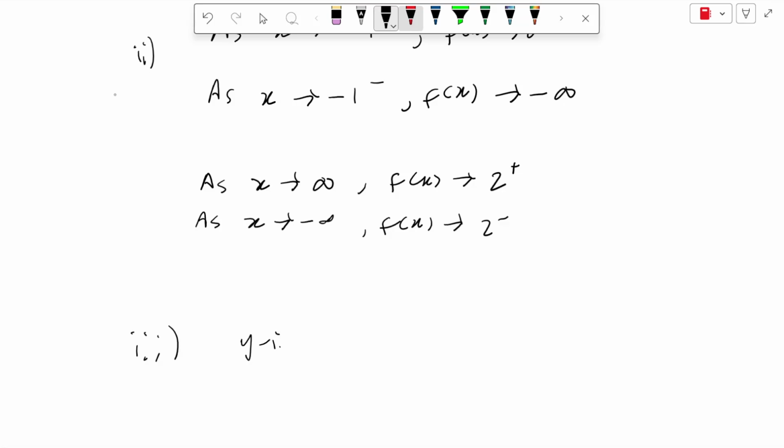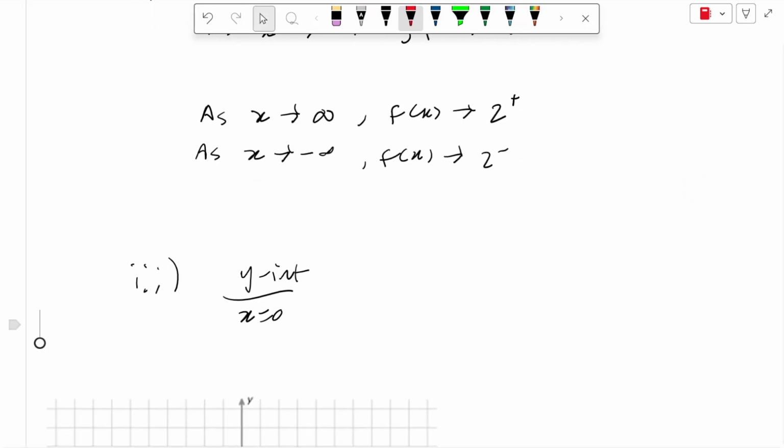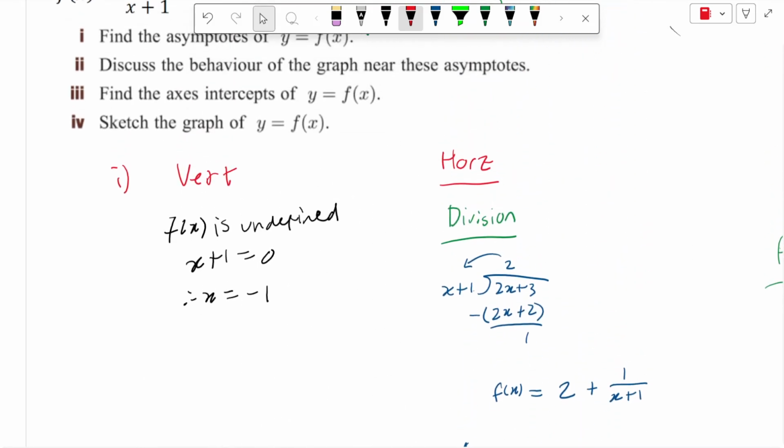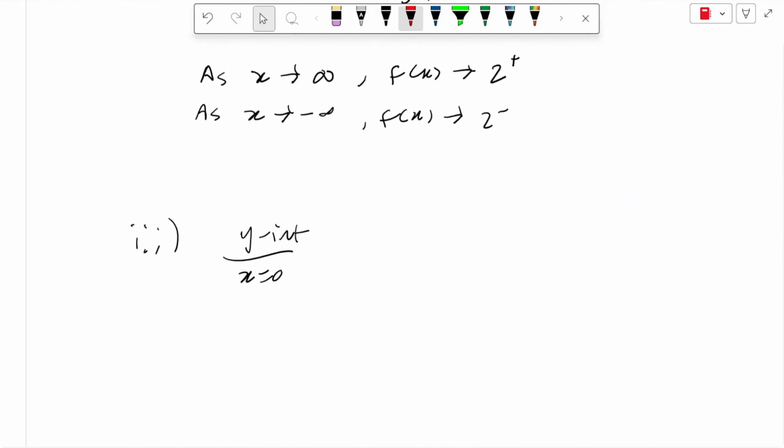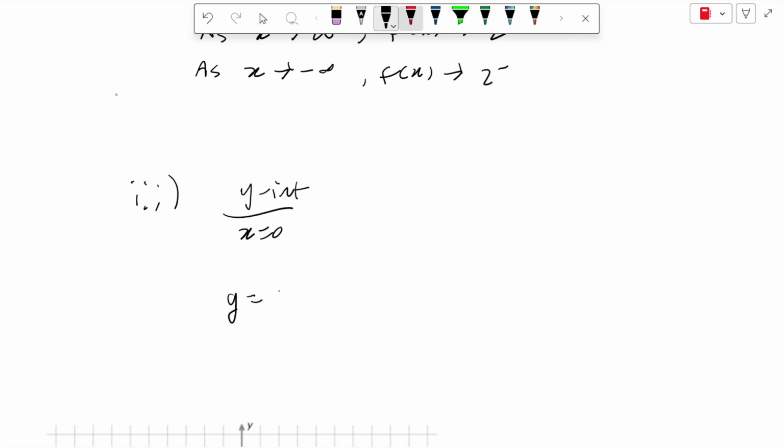So to get the y-intercept, we need x is 0. So therefore, if we look at the original function, what is it? 2x plus 3 over x plus 1. So that's 2 lots of 0 plus 3 over 0 plus 1, which is 3. So that's the y-intercept.